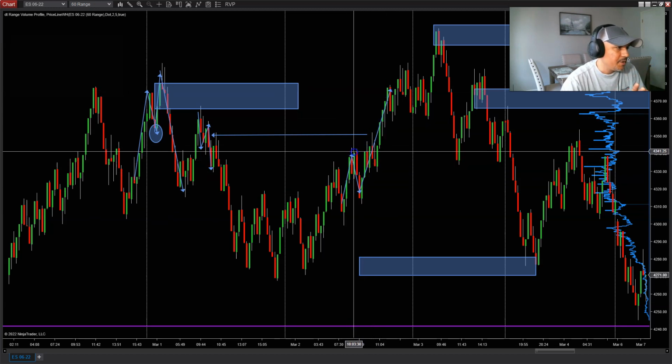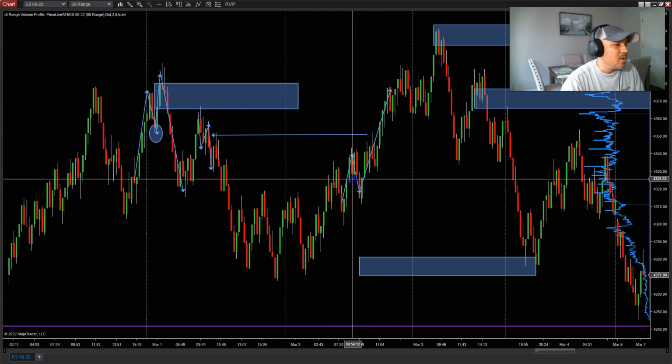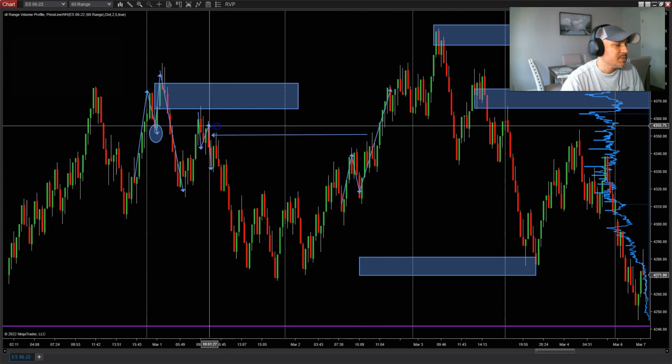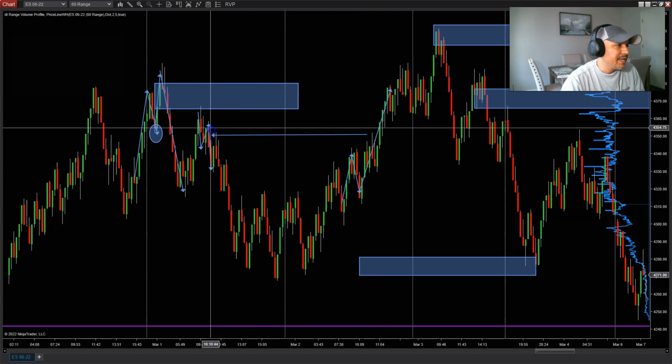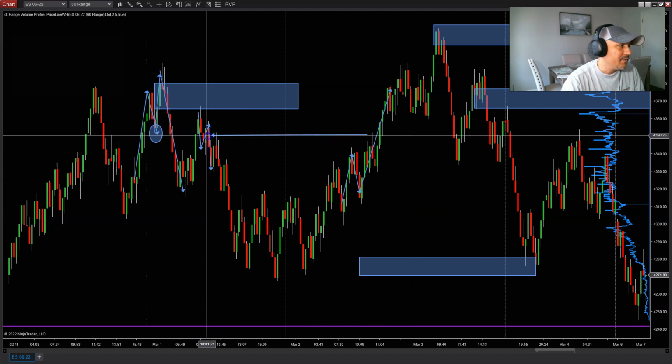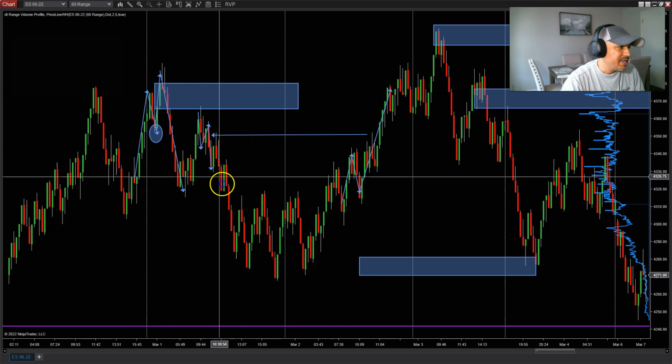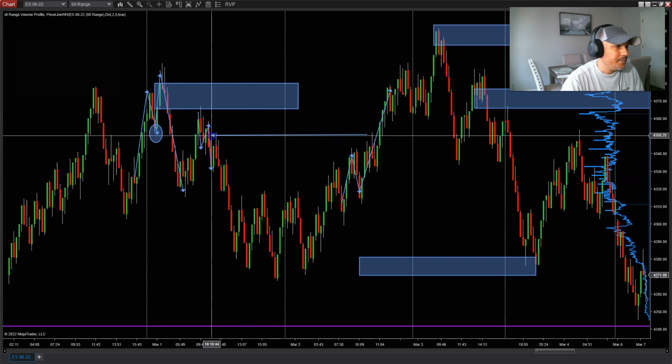This is on the 60 range chart. Not only did it take out this high here on the move to the upside, but the most important thing is breaking structure and taking out levels to the left-hand side of the chart right here, this leg where price moved to the downside. It took out this swing right here, okay?